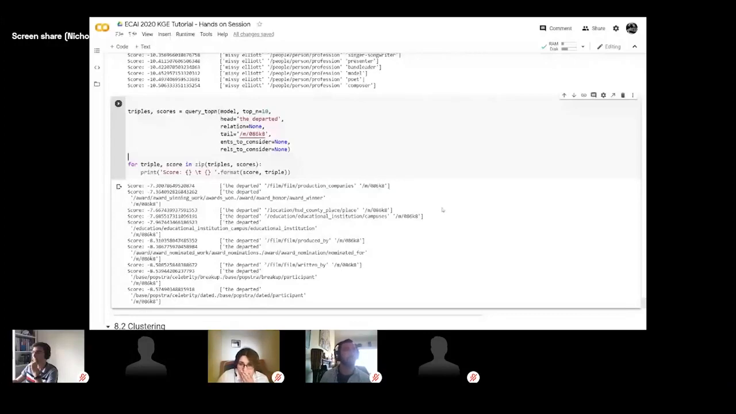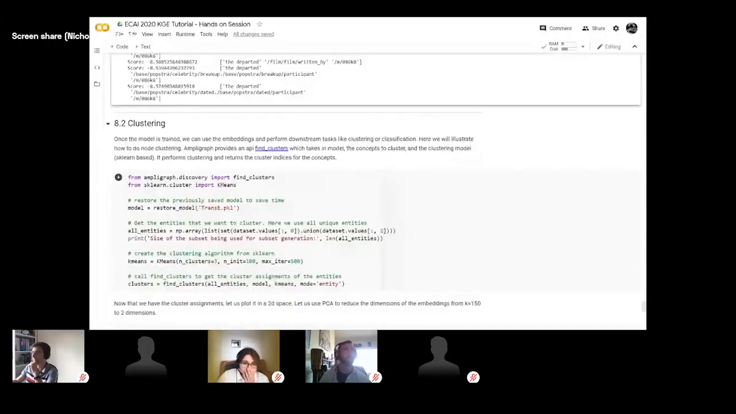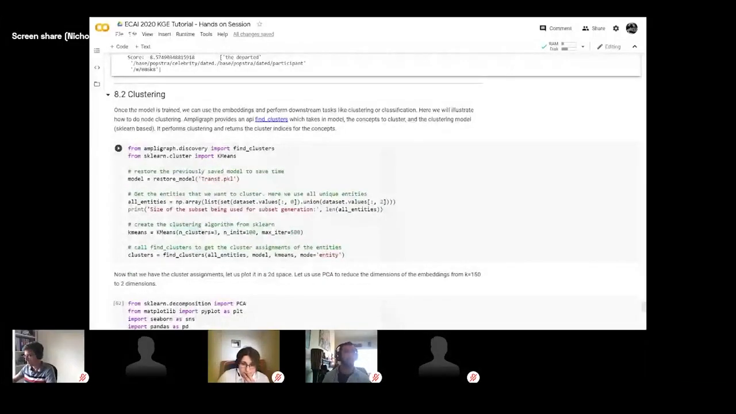The next task we're going to look at is downstream clustering. Once you've trained the model, you can use the embeddings in a clustering or a classification setup. Here, we're going to illustrate how to do node clustering. We have an API, find clusters, which receives the model, the concepts to cluster, and the clustering model. Then it performs clustering on the entity embeddings themselves and returns the indices.